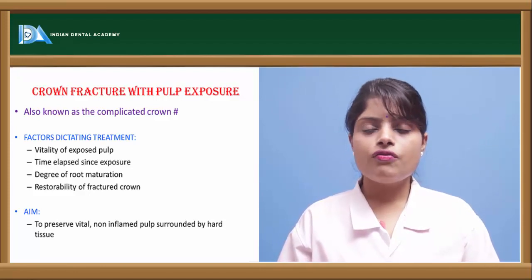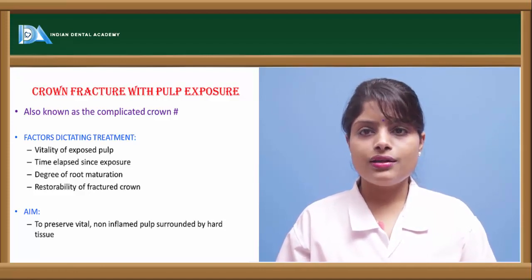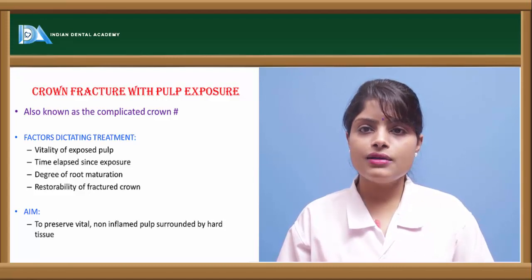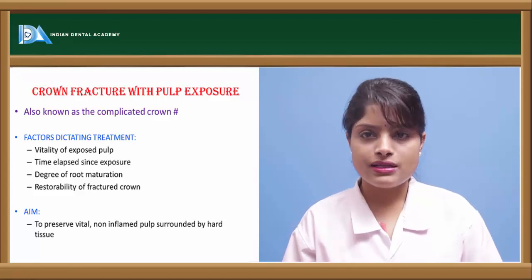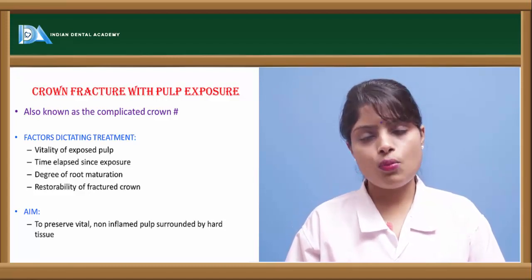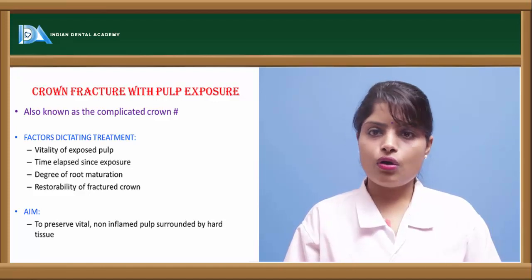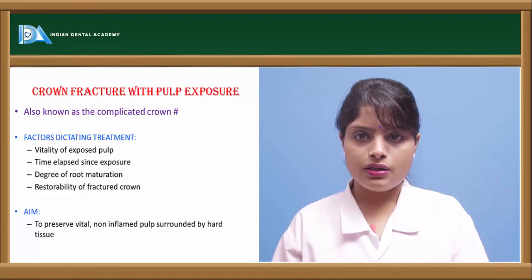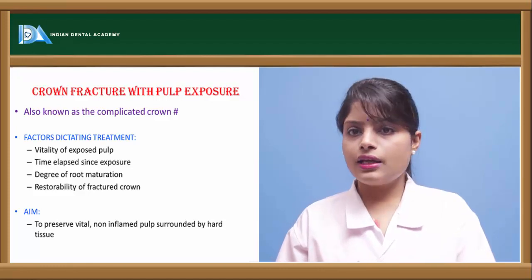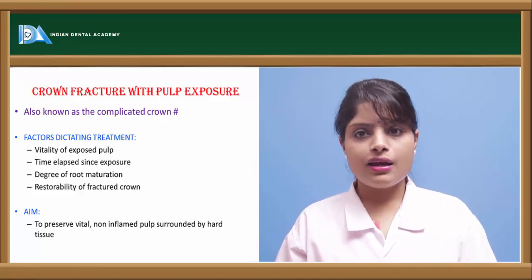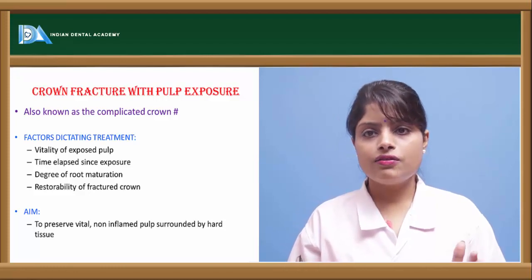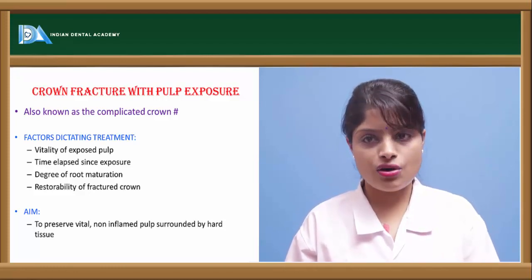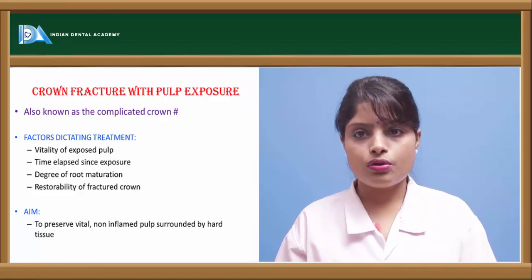The degree of root maturation, whether the tooth is having blunderbuss canals or the apex is closed or the apex is open. Then whether the crown of the tooth is restorable or non-restorable. If it is non-restorable, it cannot be treated by any pulp therapy procedures, but the final outcome of the tooth is extraction because it has a poor prognosis.